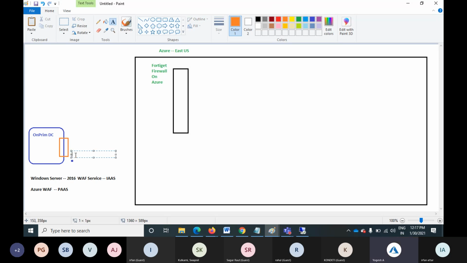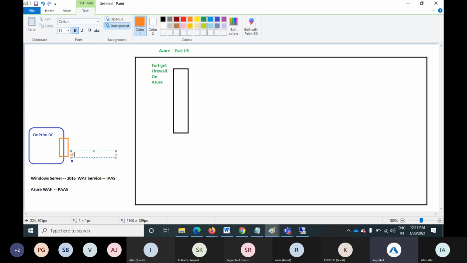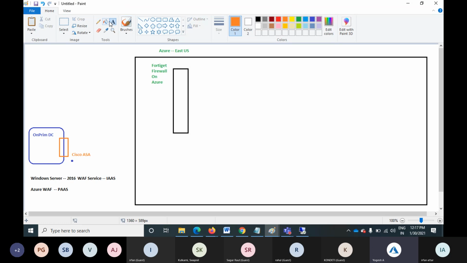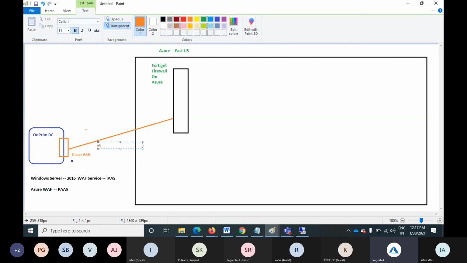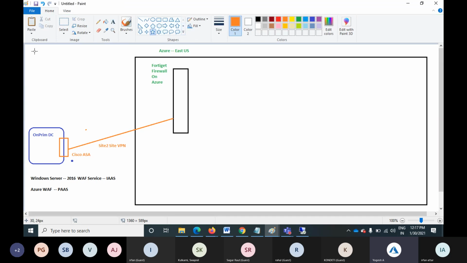Let's see FortiGate or any third party. Let's see Cisco ASA. Okay, and you establish the connectivity between on-prem to cloud by using two firewalls. This is the site-to-site VPN I'm talking about now. Now your firewall is responsible for incoming traffic as well, which is coming from the internet. So this is my internet traffic now.